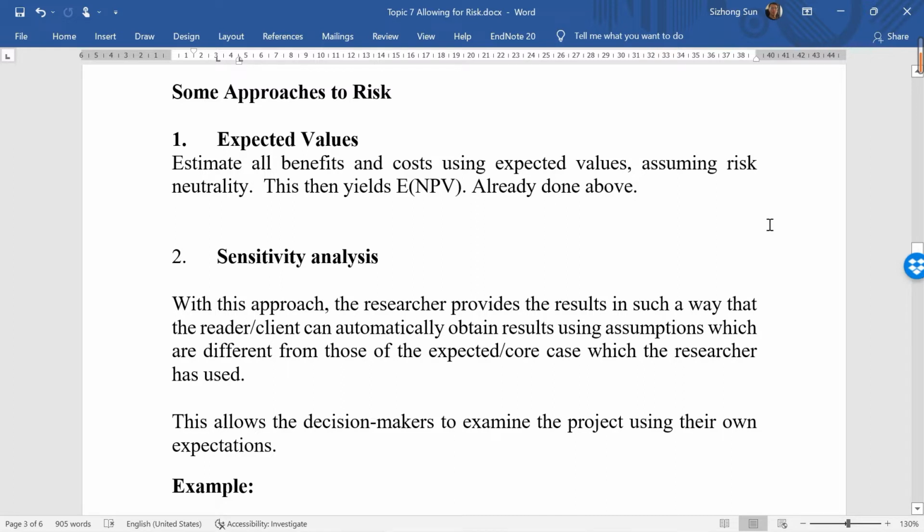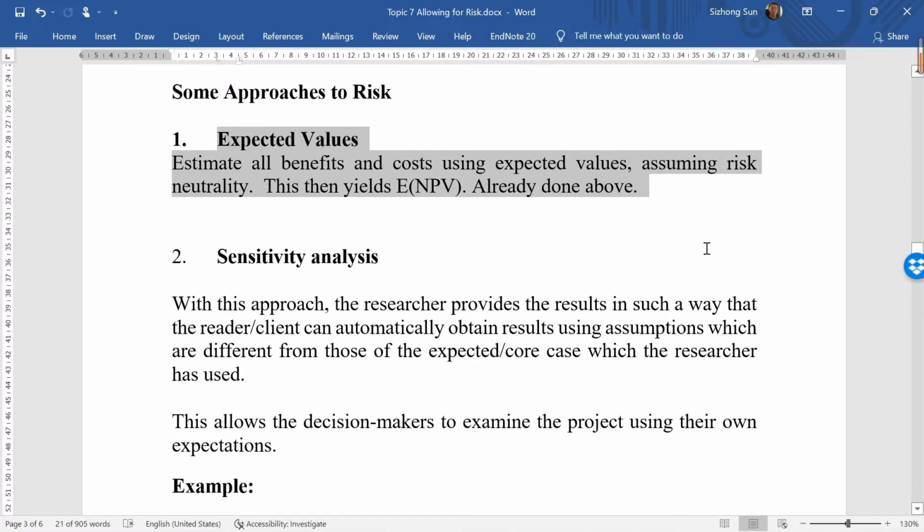Let's look at how we can deal with risks in cost-benefit analysis. The first approach is, if we are risk neutral, we just ignore risks and compute the expected values. So estimate all benefits and costs using expected values, assuming risk neutrality, and that creates an expected NPV. We have seen this previously.